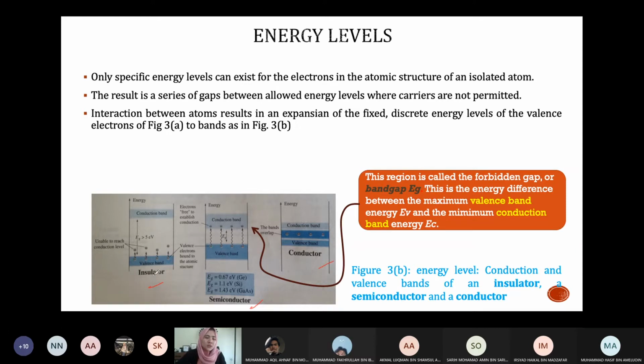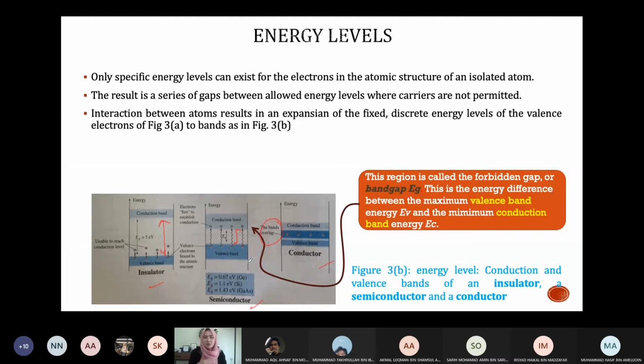So if you look at the insulator, the gap between the valence band and the conduction band is high. It's very big compared to the semiconductor. For the semiconductor, you can see that the gap in between the valence band and the conduction band is smaller than the insulator. But for a conductor, the valence band and the conduction band overlap.